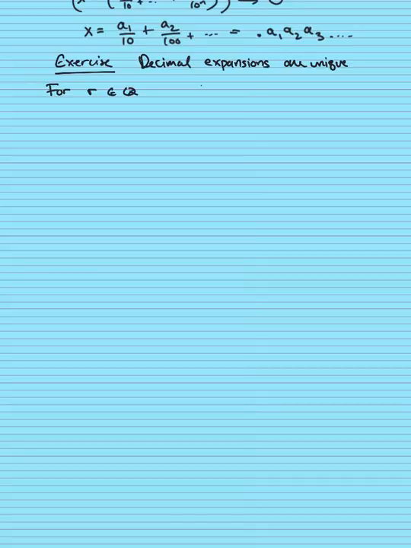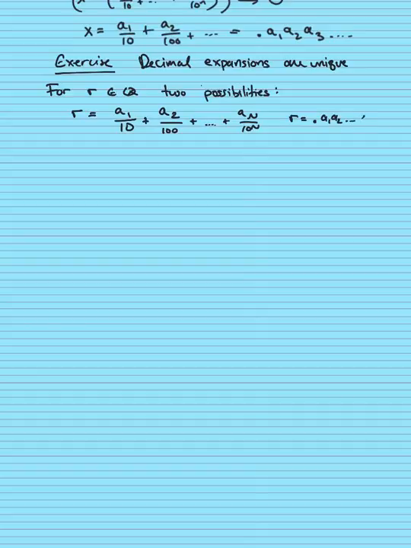There are two possibilities. The first is that x, or r, is just equal to one of these finite sums, plus an over 10 to the n. This is certainly possible. So in other words, this rational number looks like point a1, a2, up to an, and then zeros after that.